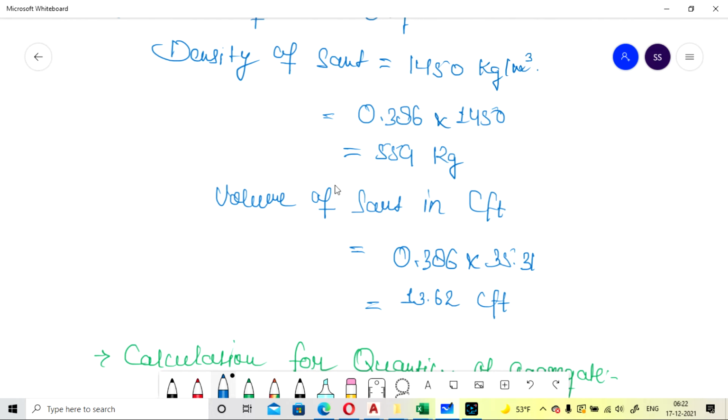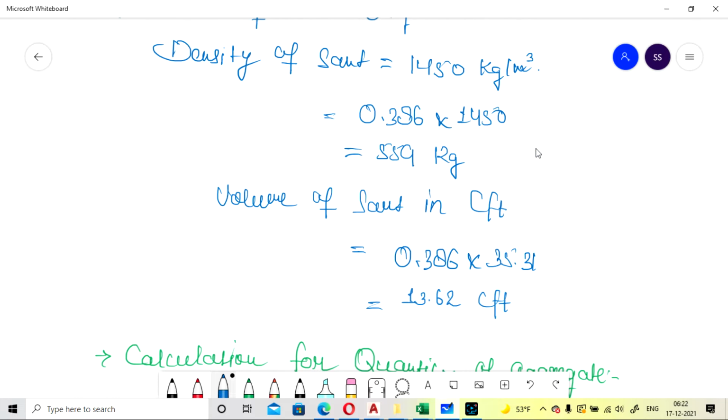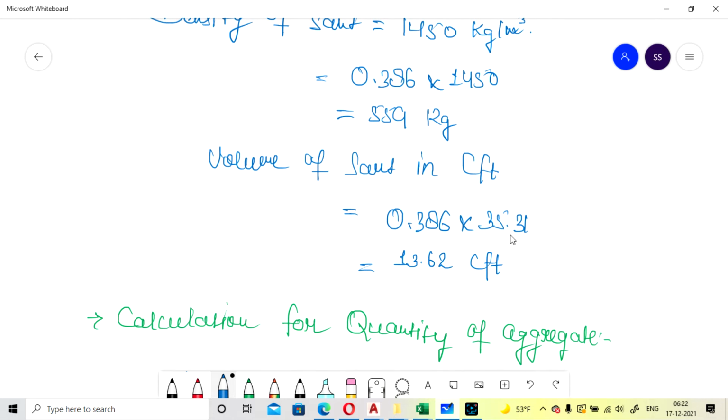So the volume of sand you have to calculate in cubic feet. To change m cube into cubic feet, you have to multiply by 35.31. So 0.386 multiplied by 35.31 is equal to 13.62 cubic feet. So this many cubic feet are required for casting that 1 m cube of slab.